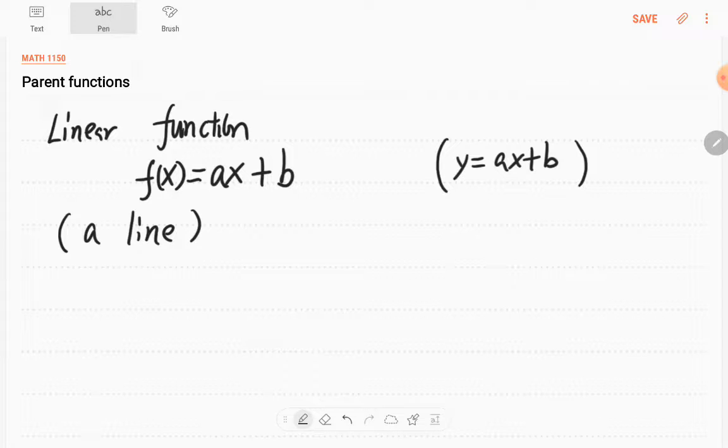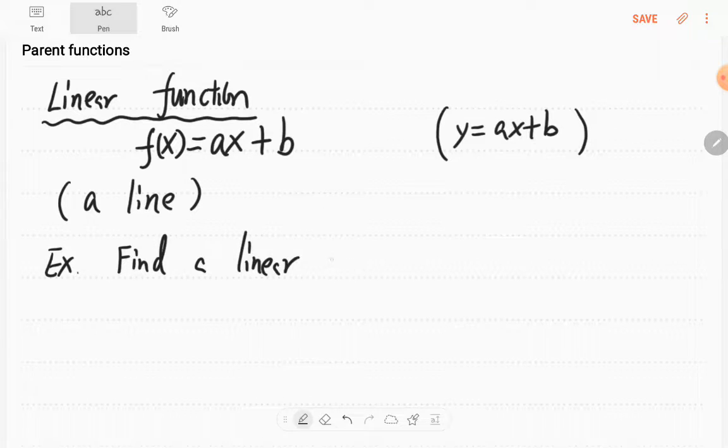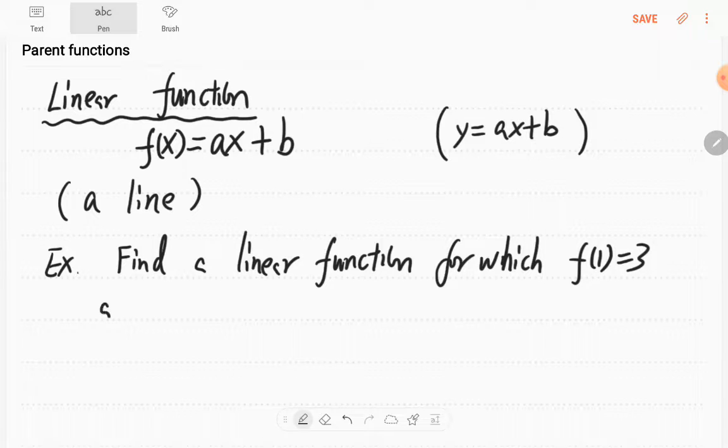Now let's look at one example of this linear function. We want to find a linear function, which is a line, for which f of 1 equals 3 and f of 4 equals 0.